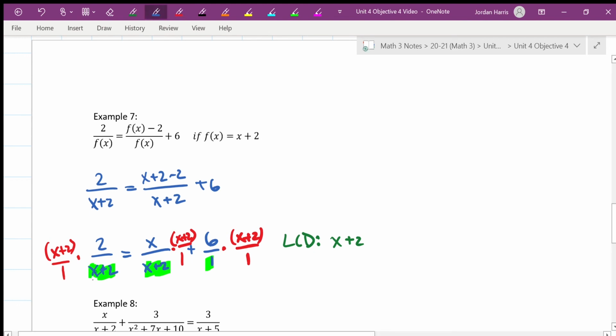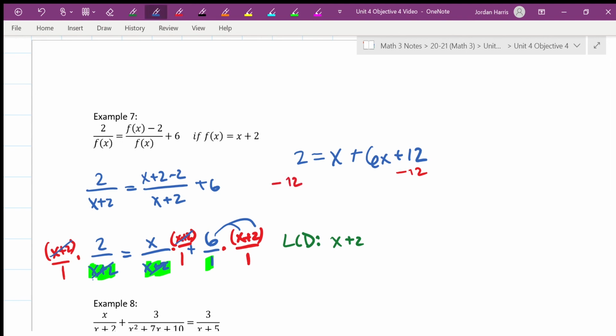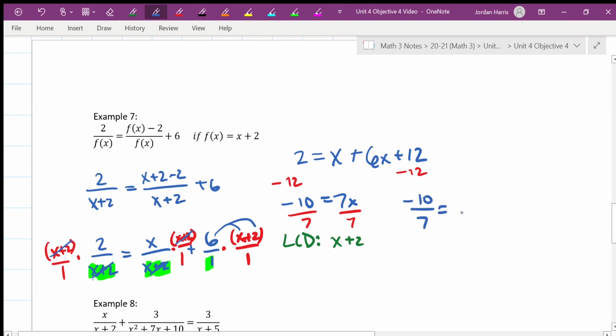The first two, the x plus 2's simplify, so I'm left with 2 equals 6x plus, this one nothing simplifies, so I gotta distribute, 6x plus 12. I'm gonna subtract 12 from both sides. I get negative 10 equals 7x, and divide, and notice it's not a very nice number. That's okay. Negative 10 over 7 equals x.